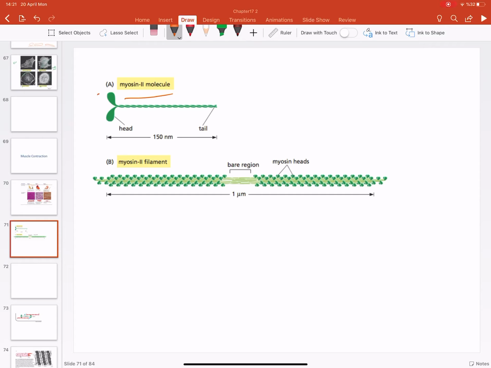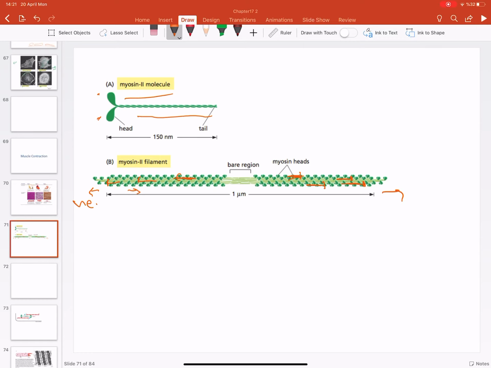dimer. Now there are 2 heads, and the tails are wrapped around each other, so it creates the structure. And to make a myosin 2 filament, you have to gather all of them. Now, there's a dimer here, a dimer here. Check the direction. The heads are looking this way, the tails are looking this way. Now, on the other side of the myosin 2 filament, the dimers are organized in the other direction. Okay, heads are here, tails are here.